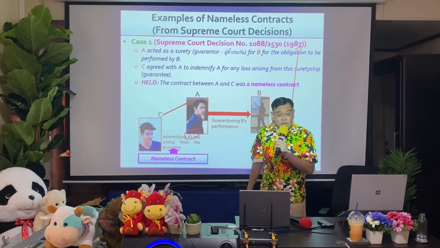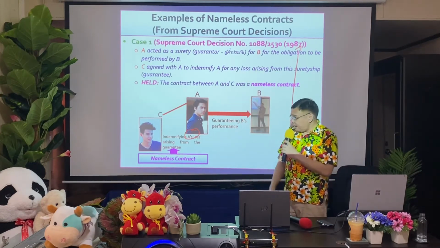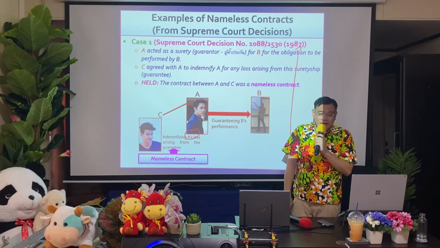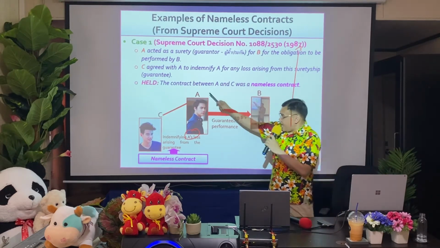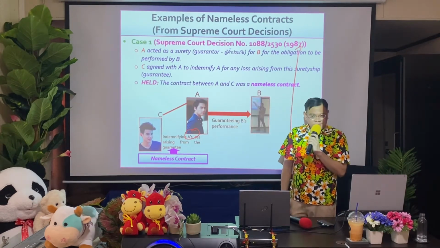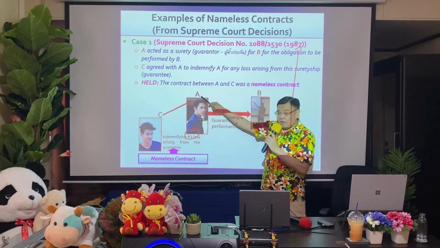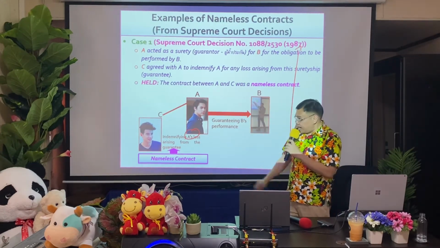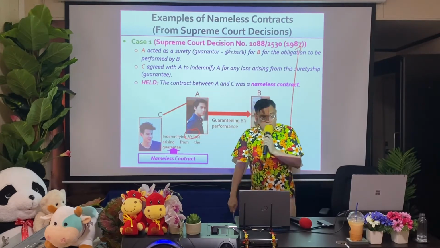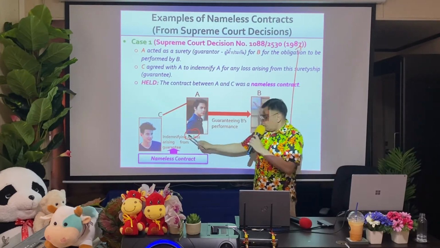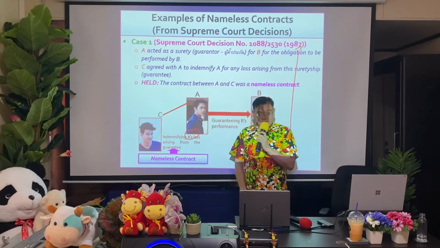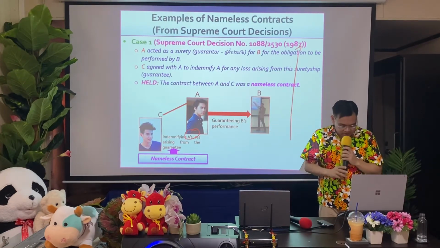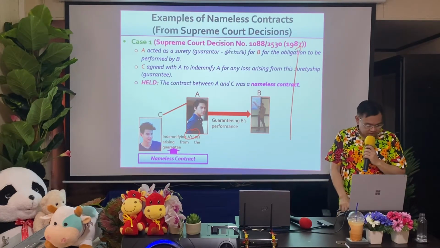This is, according to the Supreme Court, a nameless contract. A nameless contract binding upon A and C. So, if A suffers any loss as a result of the guarantee, then C is bound to indemnify A for this loss. This is an example drawn from the Supreme Court case.